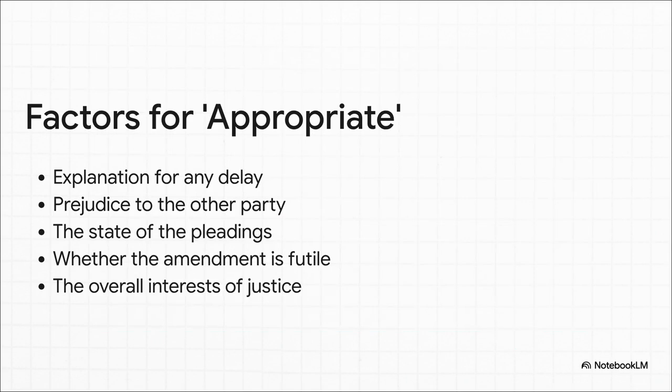So in your exam answer, or in a real courtroom, you need to hit these specific points, which come from cases like Terranora and West Point. You need a solid explanation for why there was a delay. You have to think about any prejudice to the other side. You have to make sure your amendment isn't just going to fail anyway. And at the end of the day, you have to convince the judge that the overall interests of justice demand that you get leave to amend.